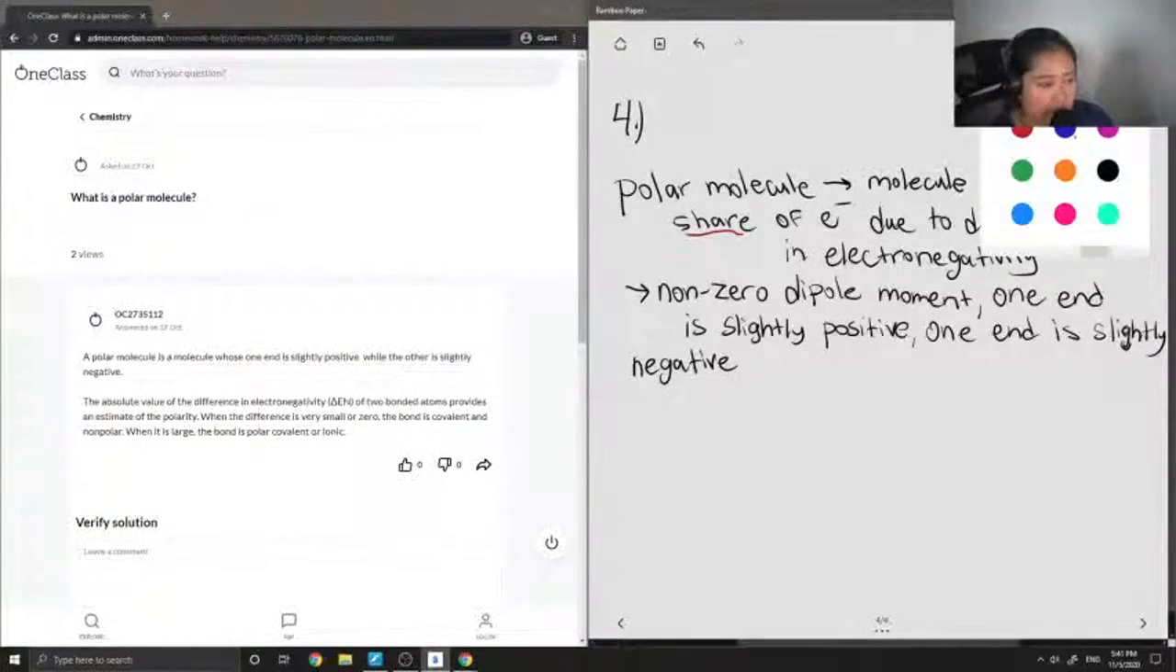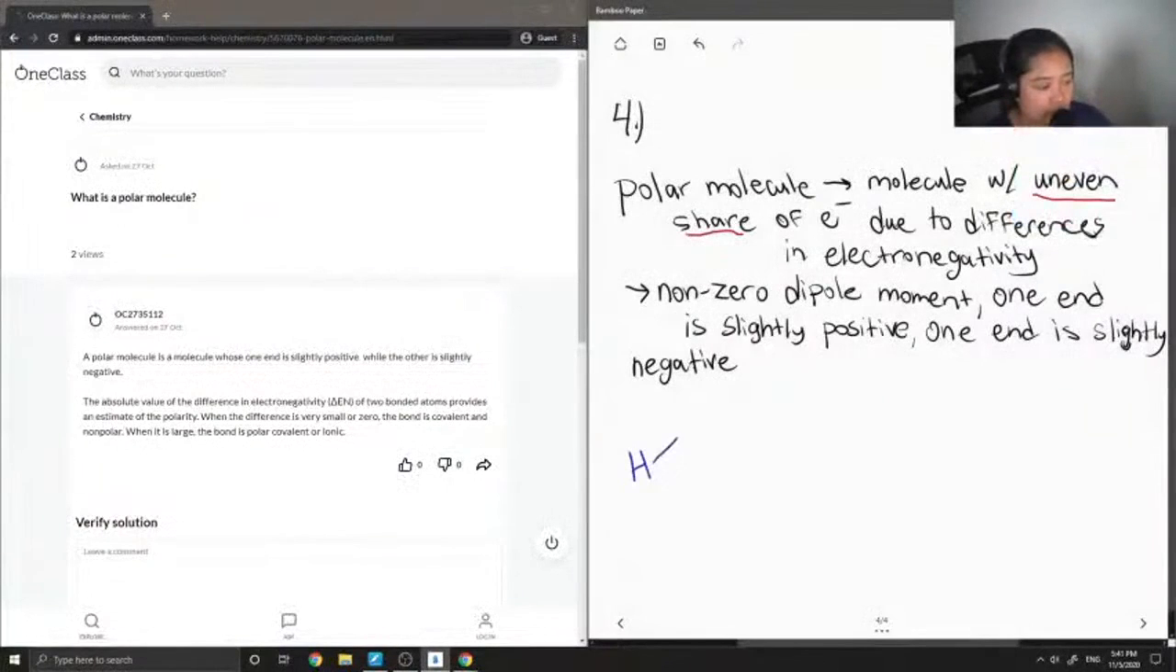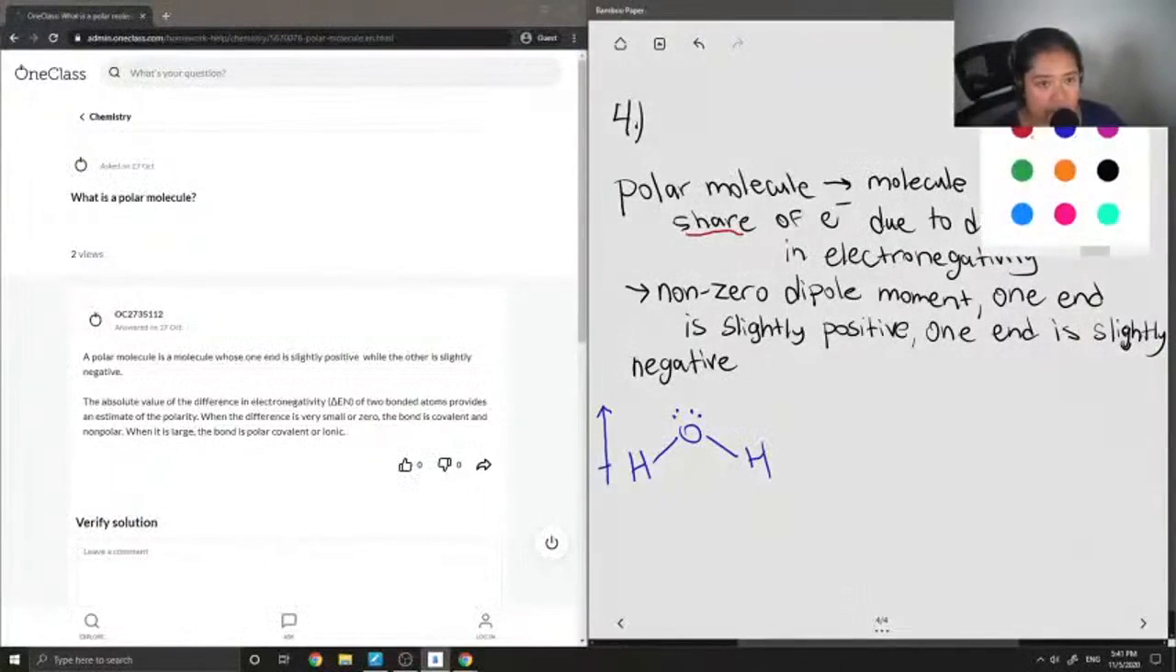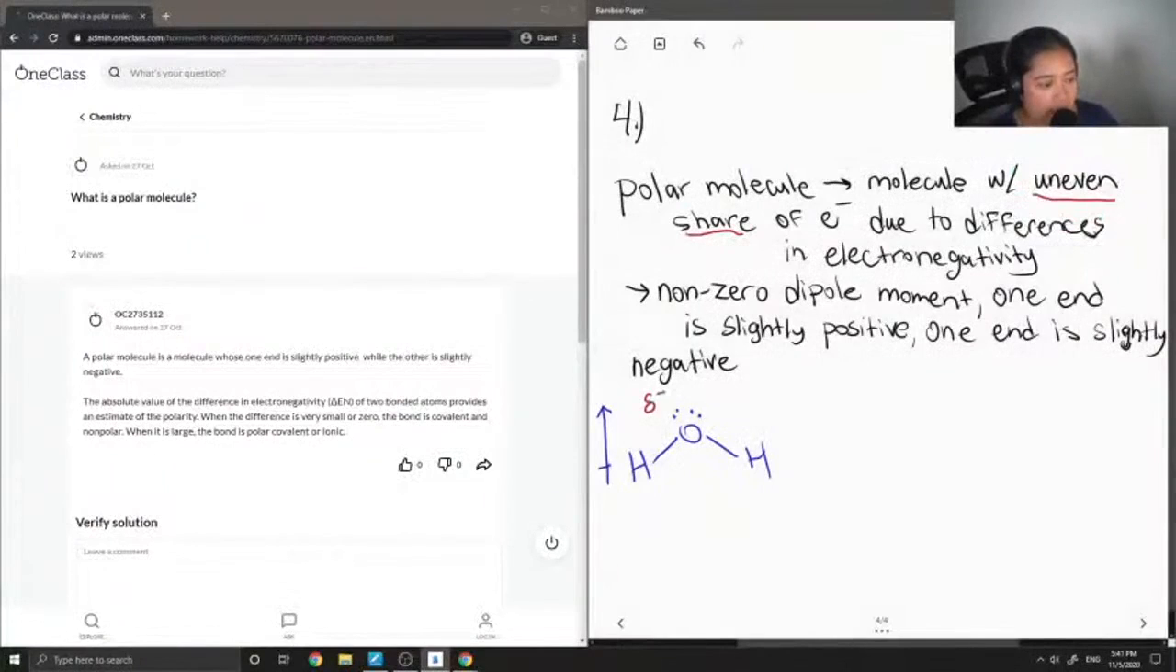Okay, so we'll write down one of the major examples of a polar molecule, which is the molecule of water. What makes this molecule polar is that oxygen also has two lone pairs. If it didn't have any, it would be a little less polar. But basically, since oxygen has a higher electronegativity than the two hydrogens, it has a slightly negative end, and on the hydrogen side of water, it has a slightly positive end. So this is an example of a polar molecule.